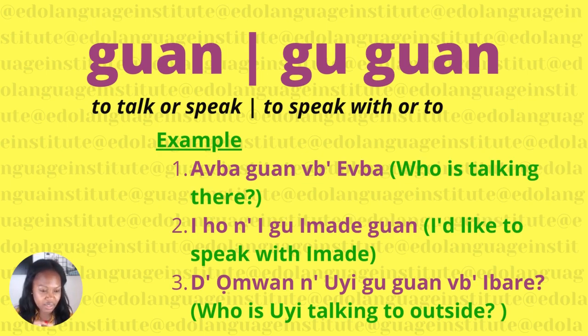The ho there is a verb that means to yearn or to desire. Literally, this sentence means I desire that I speak with Imade, meaning I would like to speak with Imade. And then number 3 here, Doma nuyi gugwavi, which person that Uyi is talking to outside, meaning who is Uyi talking to outside.